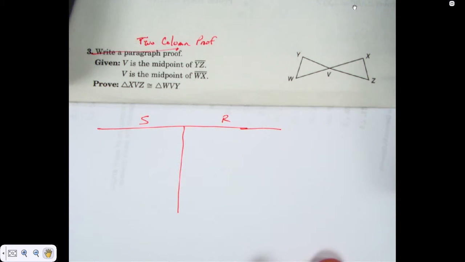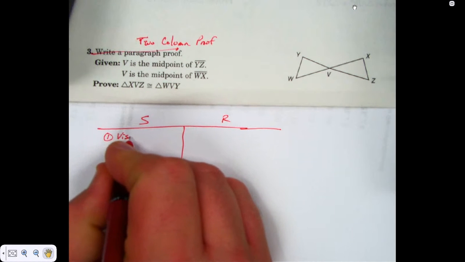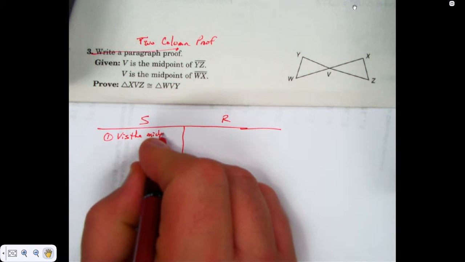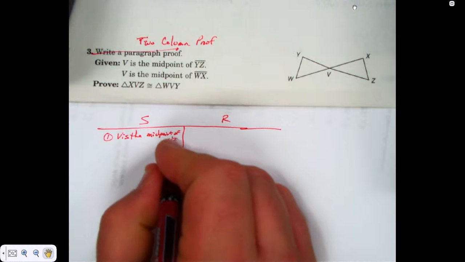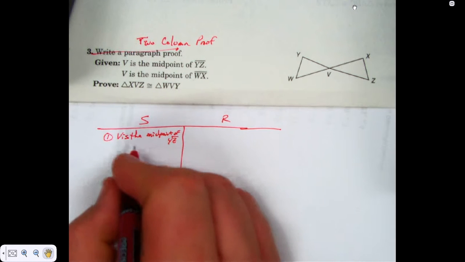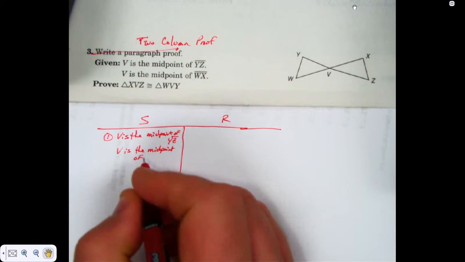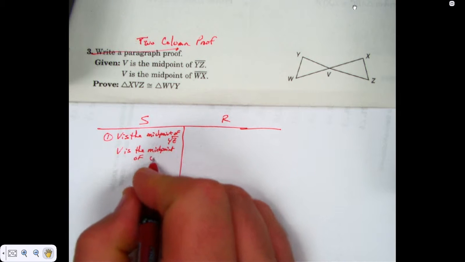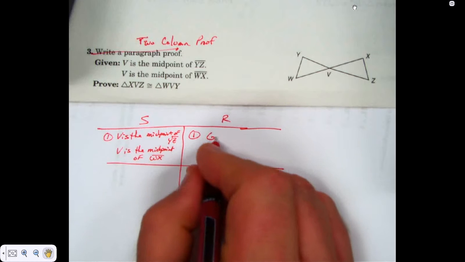First of all, let's write down our given. B is the what? Midpoint of YZ. V is the midpoint of WX. Why is that true? It's given.